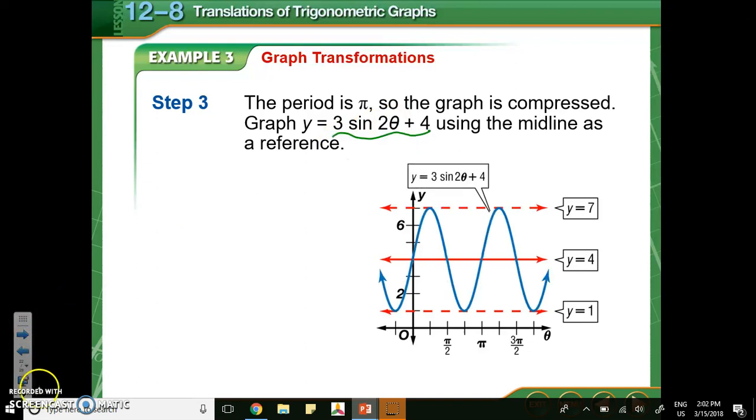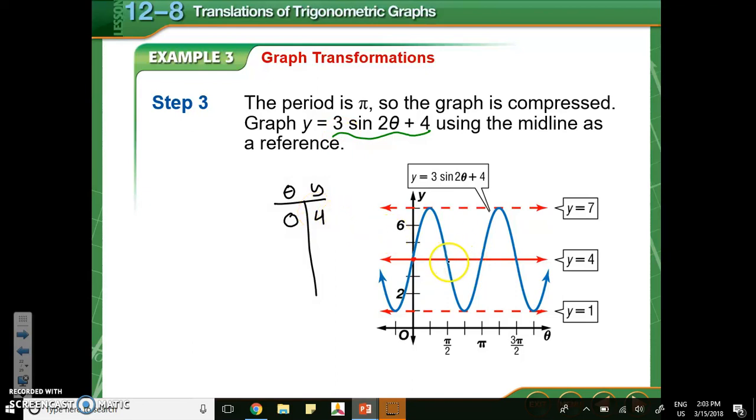So how did we get here? There's a few ways you can think about it, but what we're really doing is we're plugging in theta and we're getting y. So for example, if I plug in 0, the sine of 0 is 0, times 3 is 0, plus 4 is 4, right?